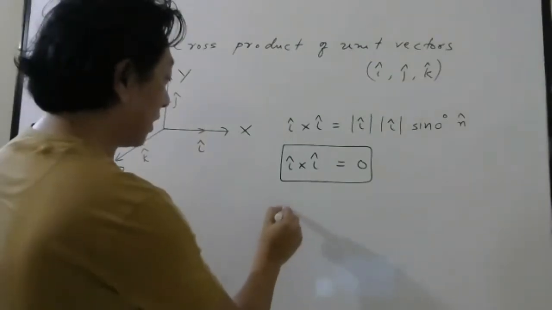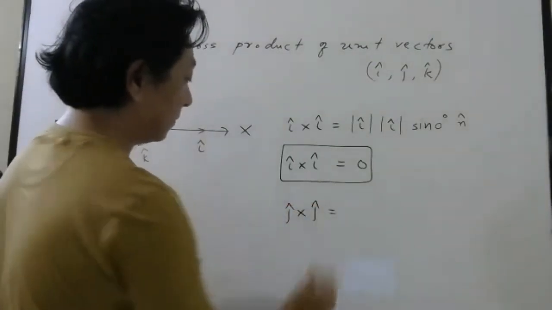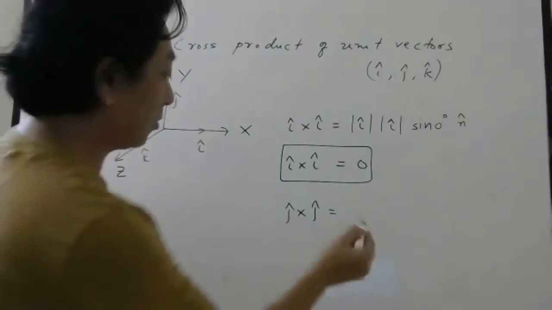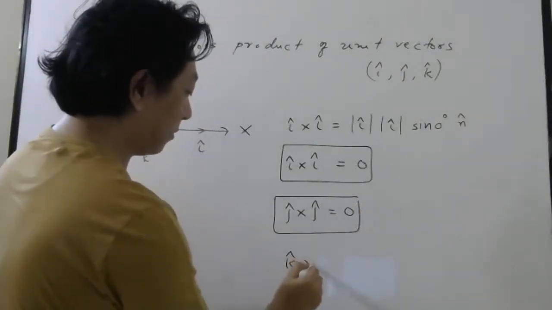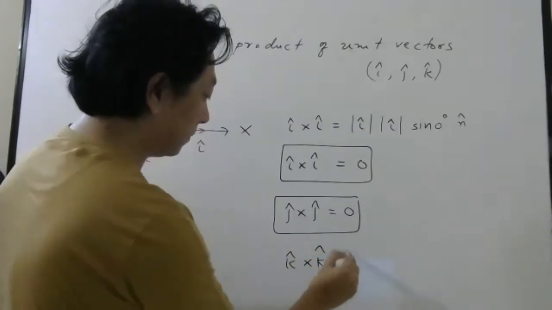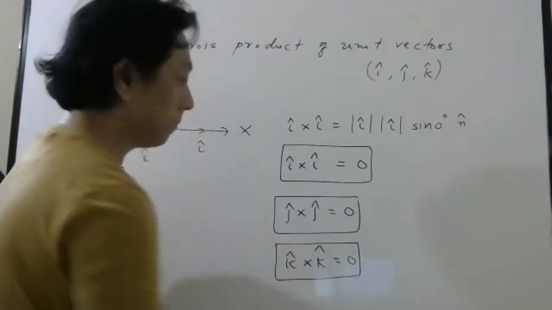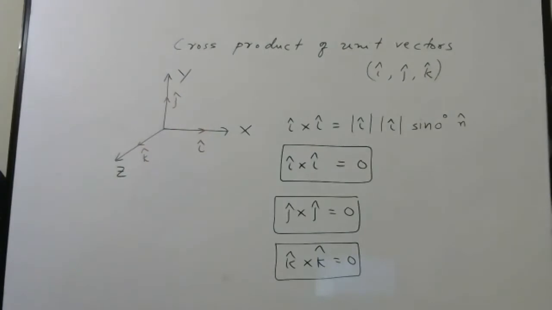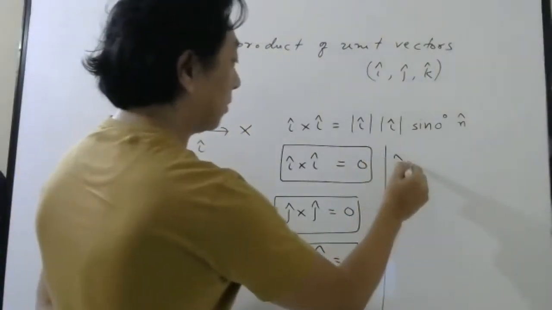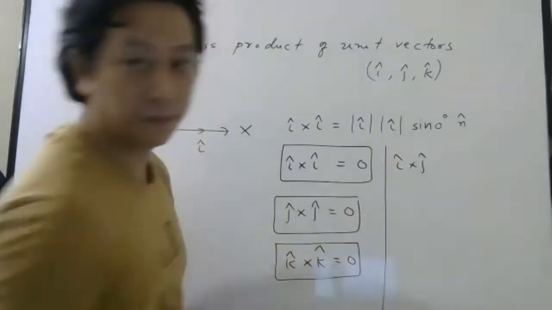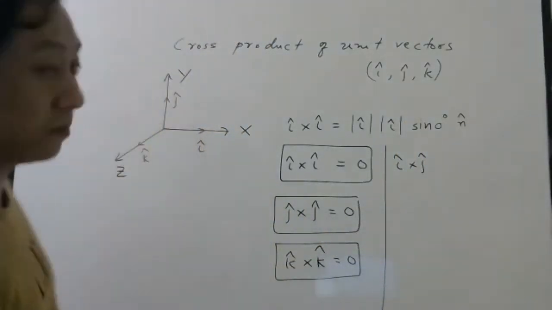Similarly, what will be j cap cross j cap? Now you can tell easily, right? j cap cross j cap will be 0. k cap cross k cap will be 0. So these three things we know. Now let us ask i cap cross j cap. Okay, i cap cross j cap. Be careful.